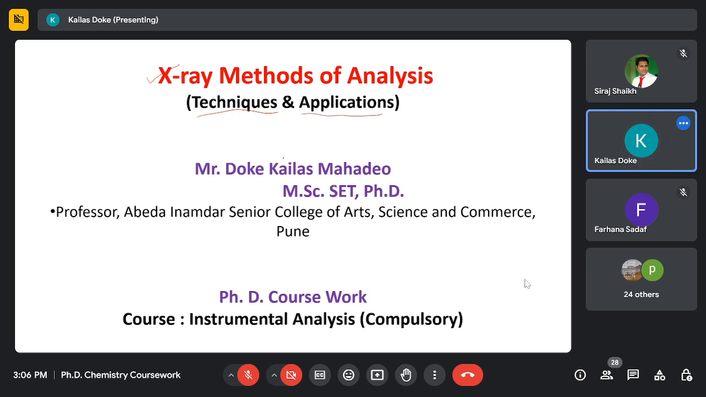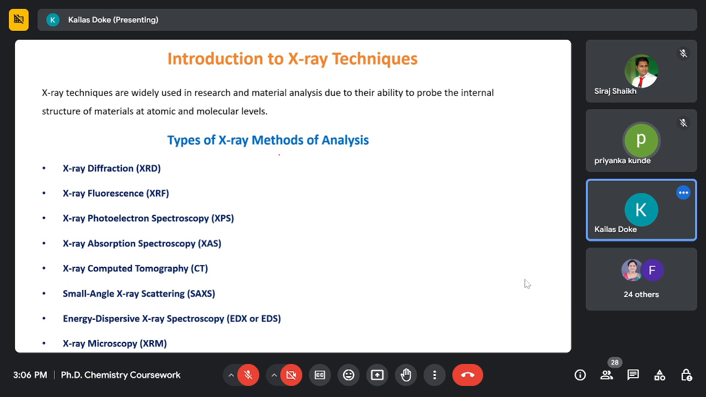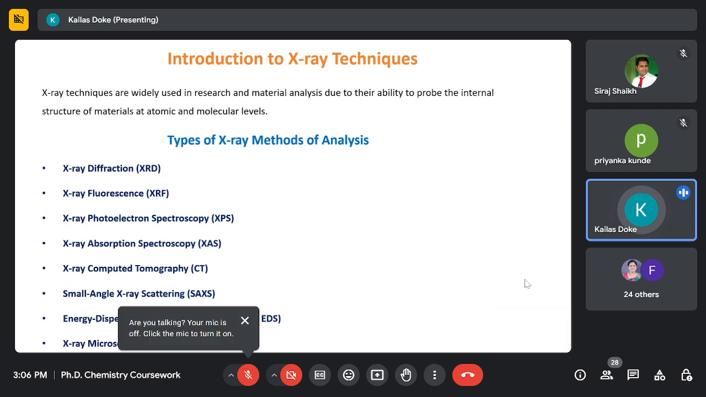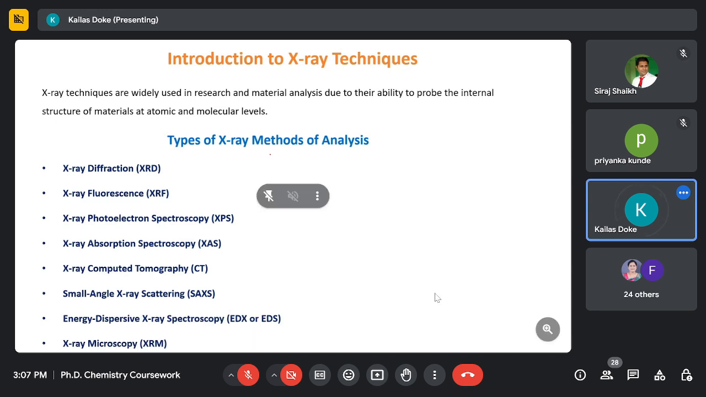Okay, can you hear me? Yes, sir. So this is just an introduction about the X-ray techniques. Nowadays, this technique is versatile and widely used in research, especially for material analysis, especially for solid material analysis, due to its strong ability to probe the structure of materials at atomic and molecular levels.